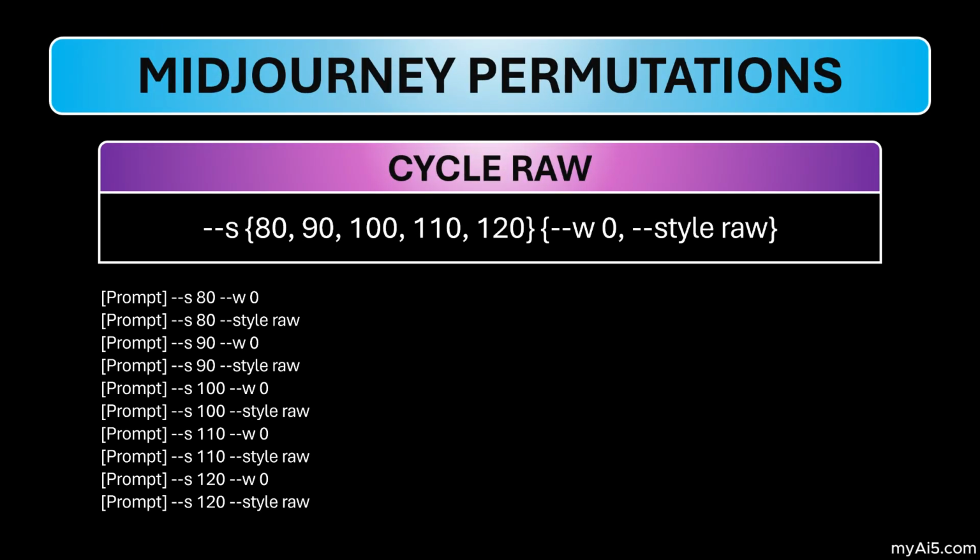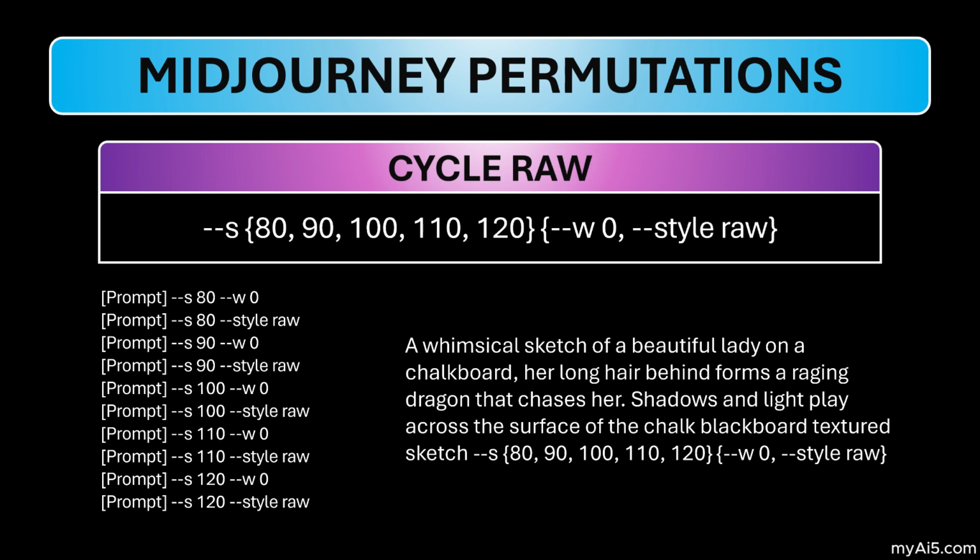So cycle raw is a permutation that you want to use if you've already built a prompt and it's almost perfect, but your images just aren't quite right. It cycles through style values close to the default of 100. And if you look at the prompt, the second set of terms cycles style raw on and off. In the prompt, by setting the weird parameter to the default value of 0, it's kind of like multiplying something by 1. So it doesn't actually do anything, but it allows you to cycle style raw on and off.